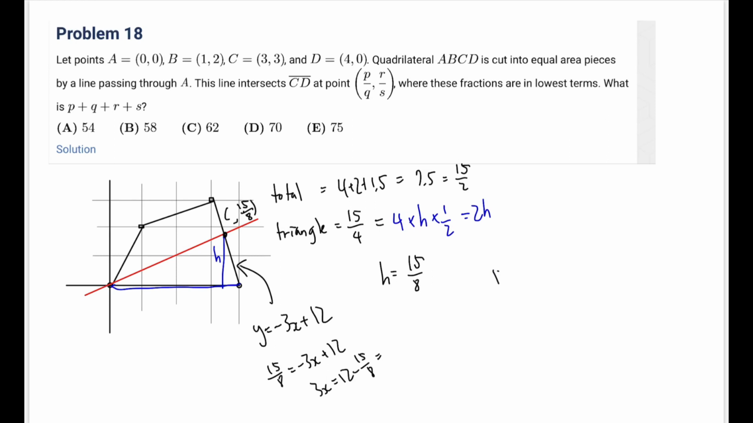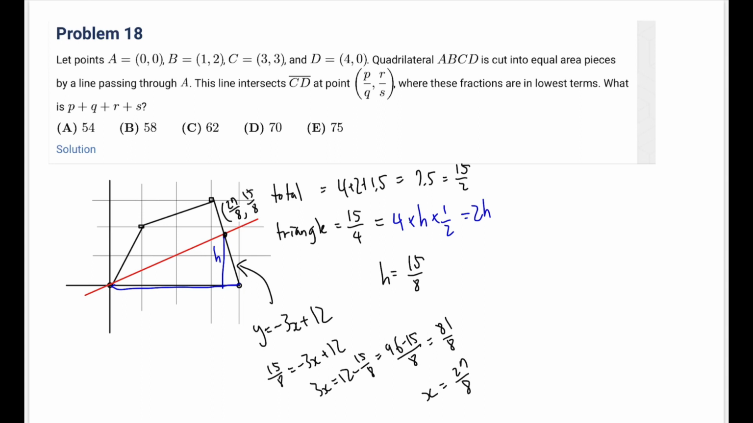This is 12 times 8, 96, minus 15 over 8. This is 81 over 8. X equals 27 over 8. And so this would be 27 over 8, 15 over 8, right?